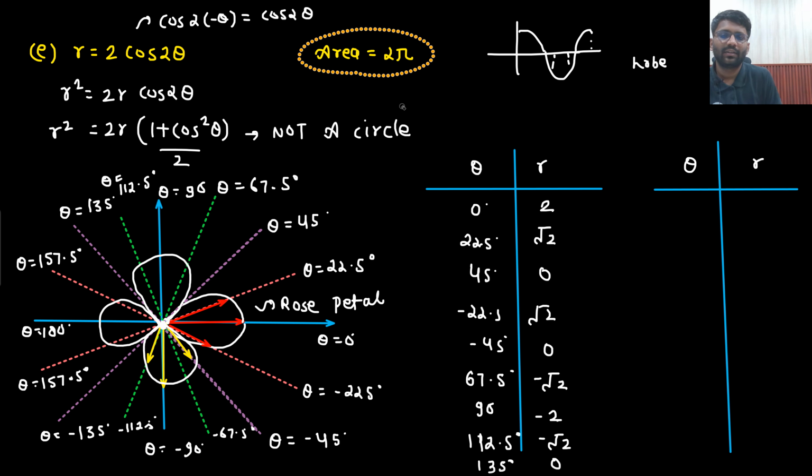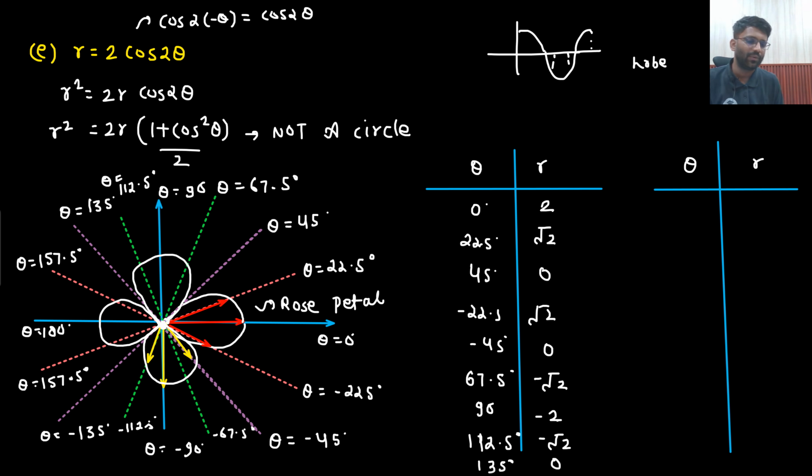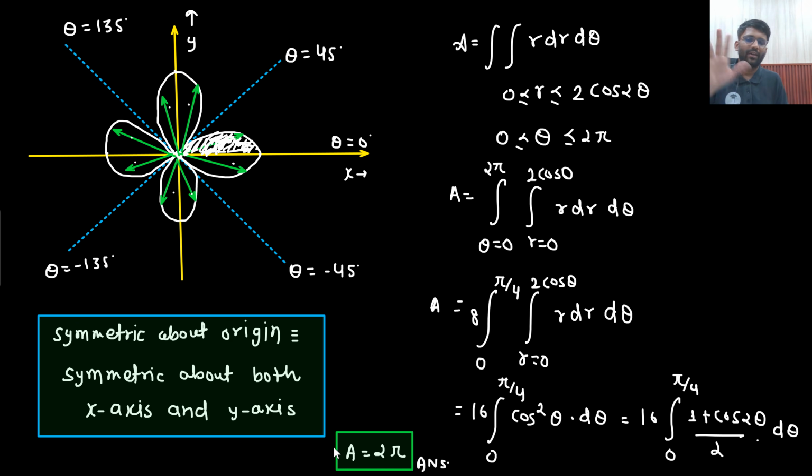Area is 2 pi. Is the structure clear to you? Very good structure, the rose petal structure we have understood, and a very good discussion we have done here. And area is 2 pi here. Is that clear? Yes sir, completely clear.